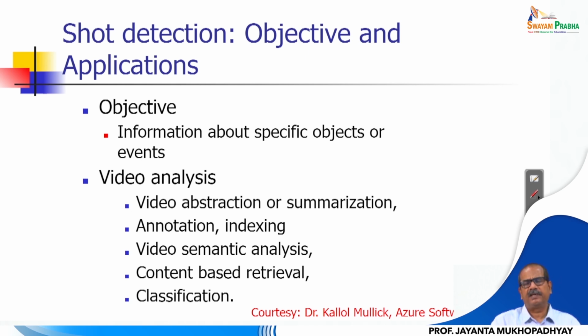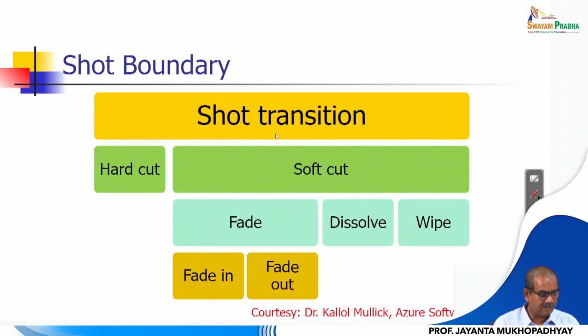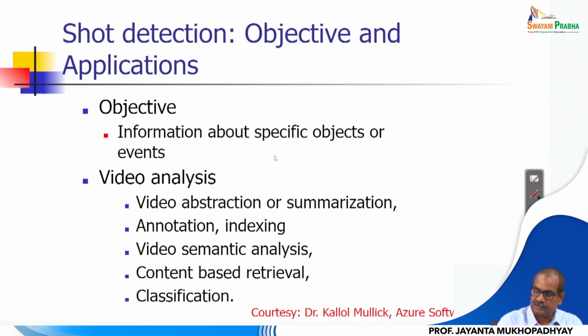The objective of shot detection, as has been mentioned, is that we need to get information about specific objects or events that are seen. There are various uses or applications of shot detection, followed by analysis of the video for video abstraction or summarization, annotation, indexing, or semantic analysis, that means interpreting what is there in the video.